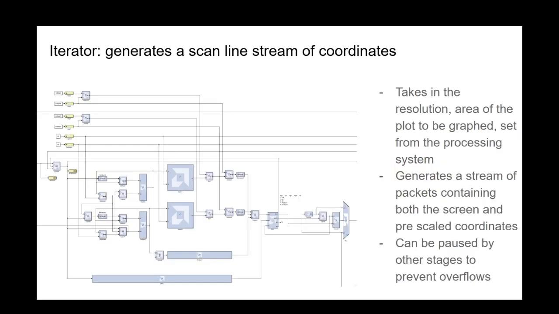First, the iterator, which takes in the initial parameters such as the image resolution, the desired upper and lower bounds of the area to be calculated, and the maximum number of iterations for each point if it does not diverge.